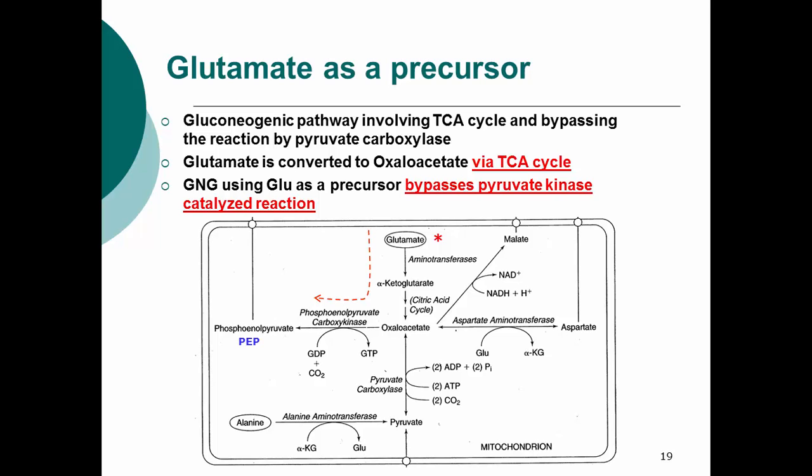Okay. Here I just give you the details for gluconeogenesis. If glutamate is the precursor, again, it also only involves 1 reaction in the mitochondria for generating PEP. And the important thing is that with glutamate as the precursor, the TCA cycle is involved. So the TCA cycle is involved in gluconeogenesis when we use glutamate as a precursor.